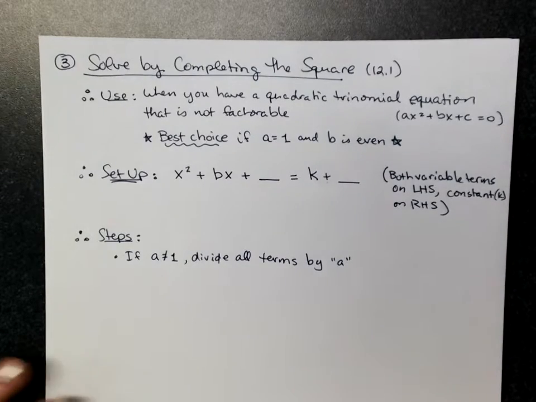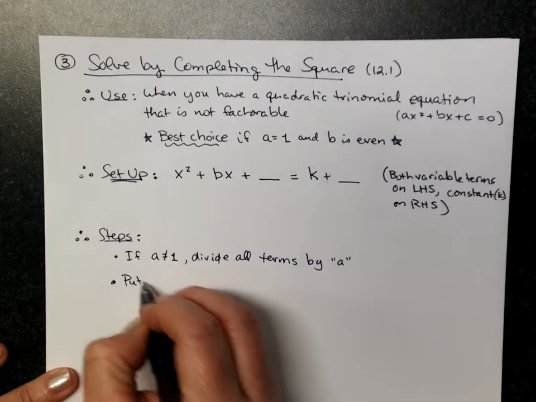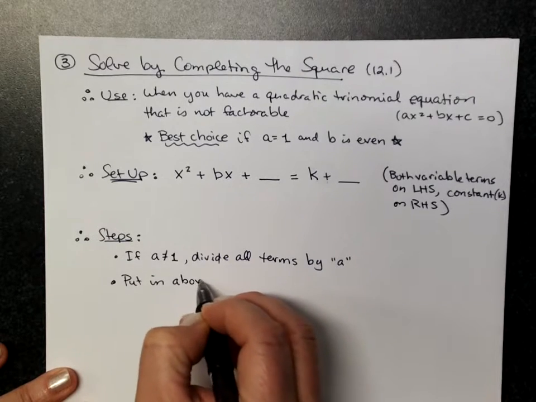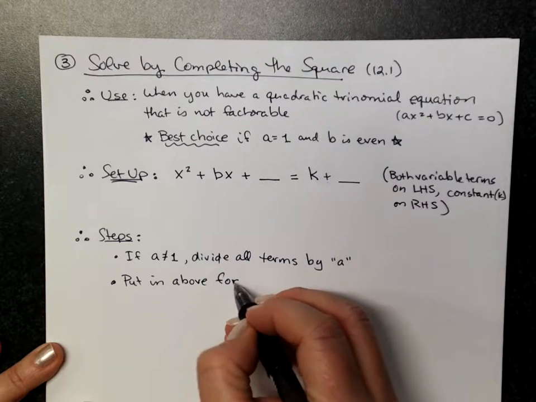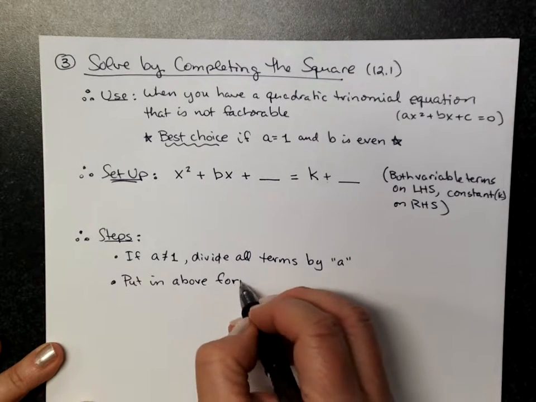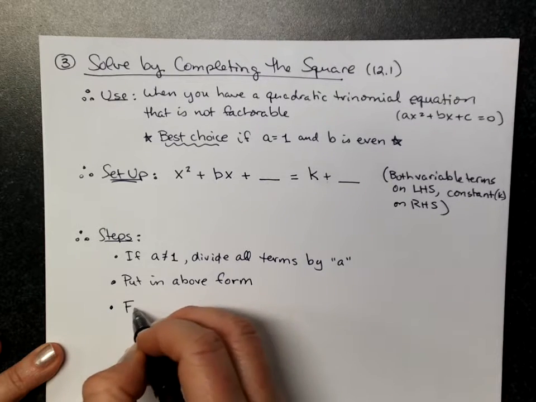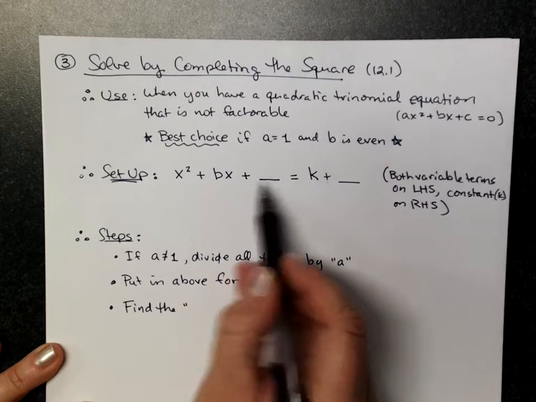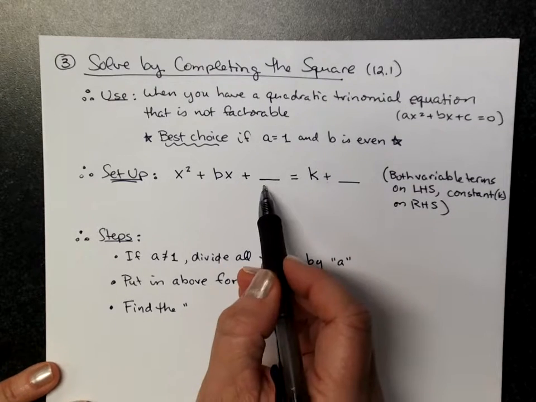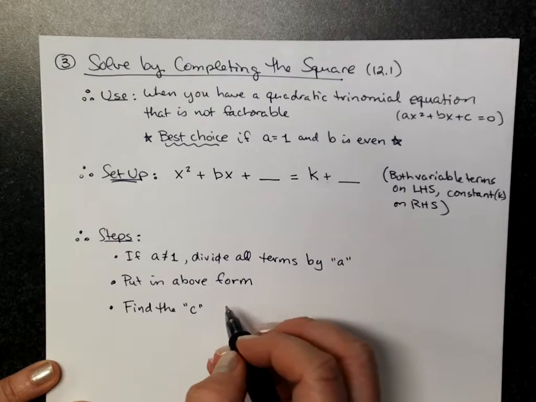Okay? So then you put it in the above form with your variable terms on the left and the old constant pushed over to the right. Then you've got to find that C. So that C didn't work. That's why you pushed it over here, and we'll call it K now. You need to find the C that will work. You find the C that will create a perfect square trinomial.